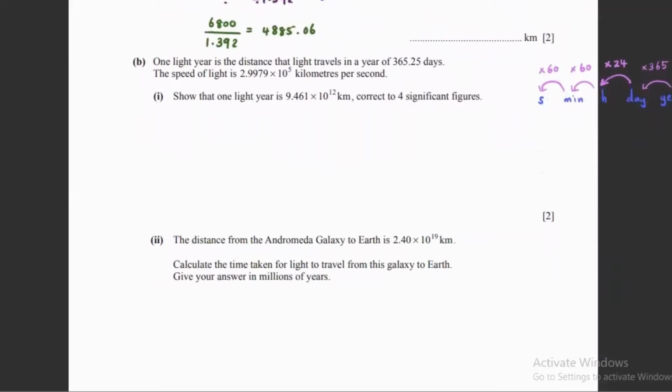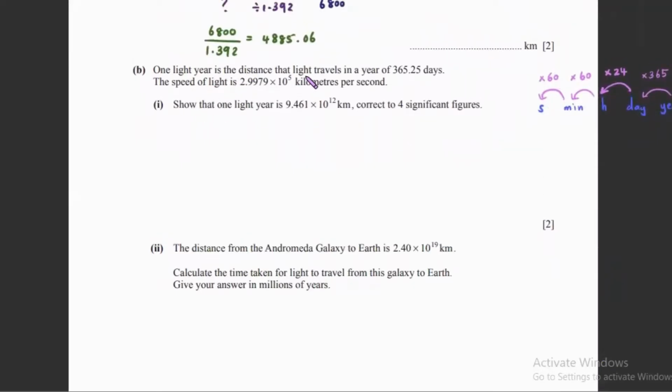Question B. 1 light year is the distance that light travels in a year of 365.25 days. The speed of light is given to us in kilometers per second. That is the distance it travels in a second is given. Show that 1 light year is 9.461 times 10 to the power 12 kilometers, correct to 4 significant figures.